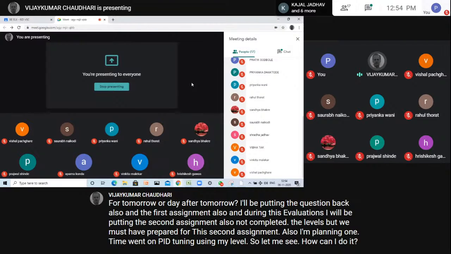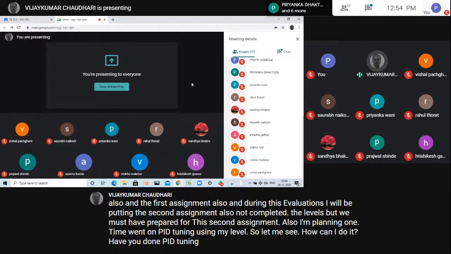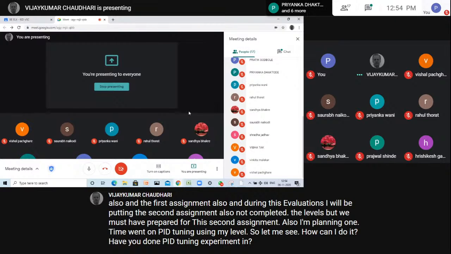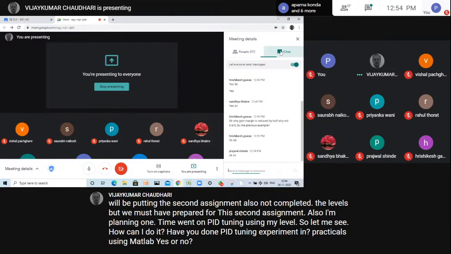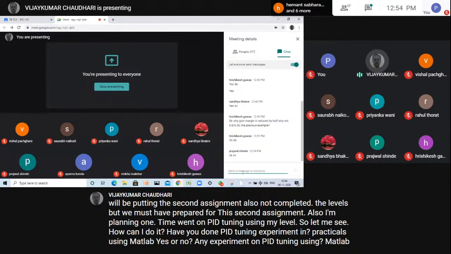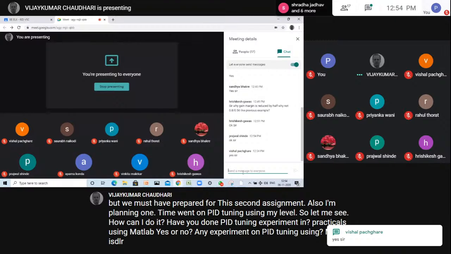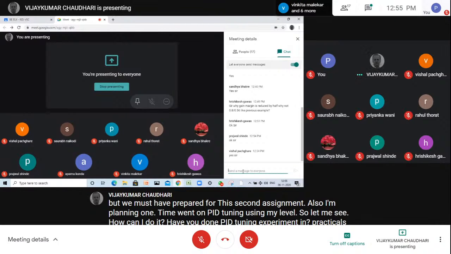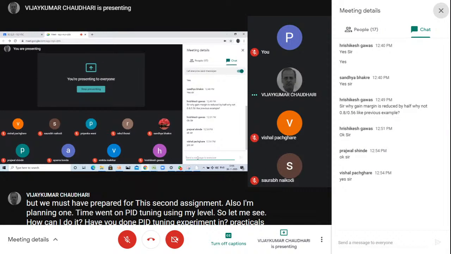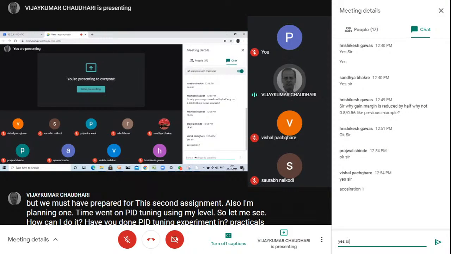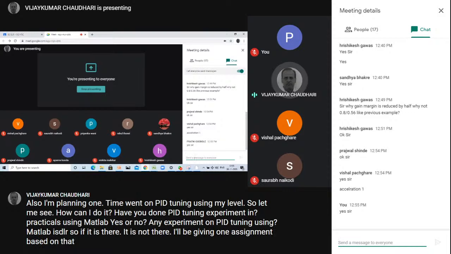Have you done a PID tuning experiment in practicals using MATLAB? Yes or no? Any experiment on PID tuning using MATLAB in the ISDL lab? If it is there, fine; if it is not there, I'll give one assignment based on that also: tuning a PID controller using MATLAB. Let me see.